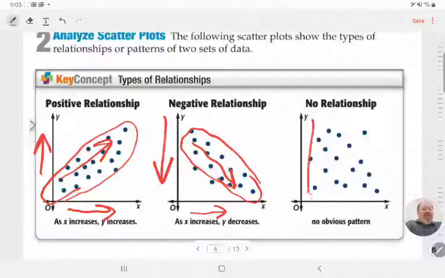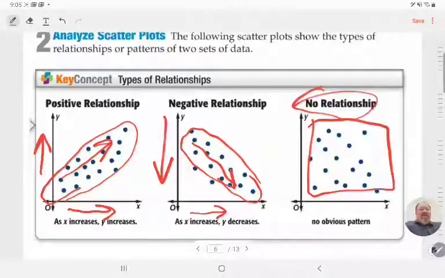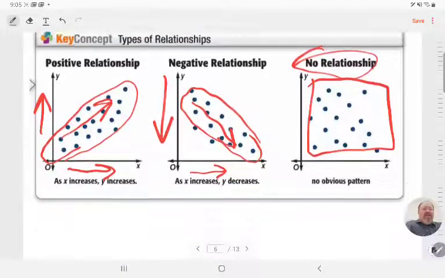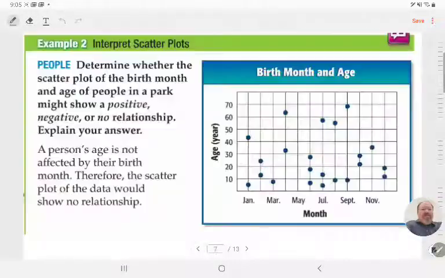And then if you have a scatter plot that looks like this, there really is no relationship. It's not going up or down, okay? So this would be no obvious pattern. It would be no relationship, okay? So we have positive relationships, negative relationships, and no relationships.